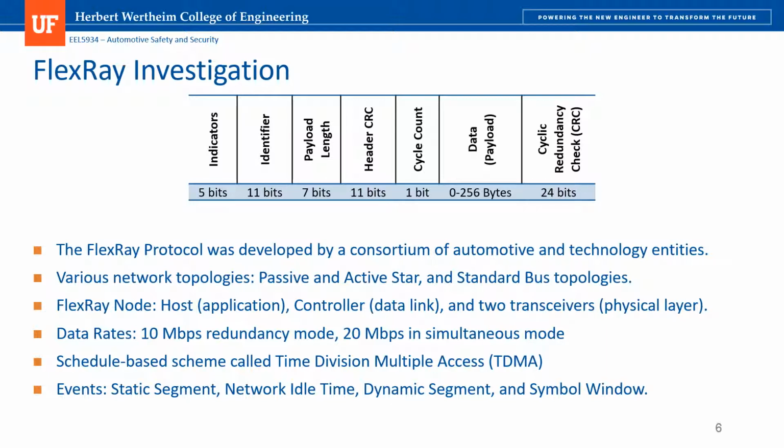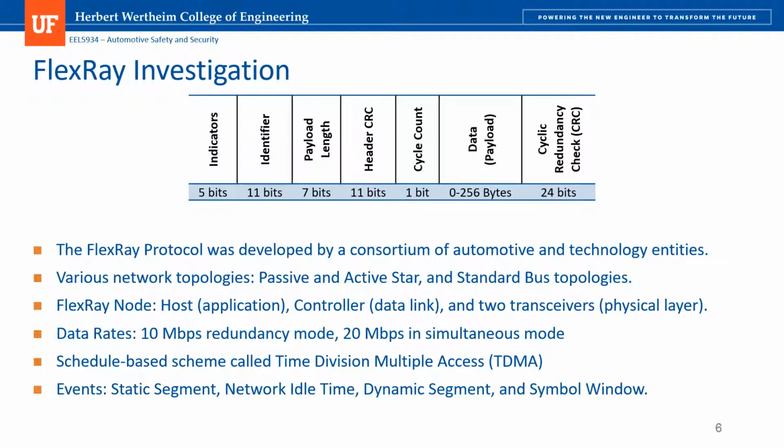Each node has a host which deals with the application layer, a controller for the data link layer, and there are two transceivers for the physical layer. This is a two-channel protocol. The data rates are also dependent on this scheme for the two channels.